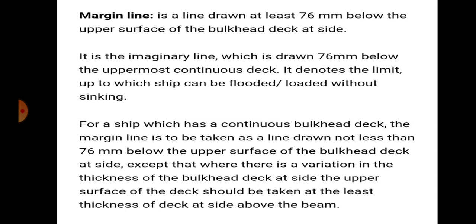For a ship which has a continuous bulkhead deck, the margin line is to be taken as a line drawn not less than 76 mm below the upper surface of the bulkhead deck at side, except that where there is variation in the thickness of the bulkhead deck at side, the upper surface of the deck should be taken at least at the thickness of the deck at side above the beam.